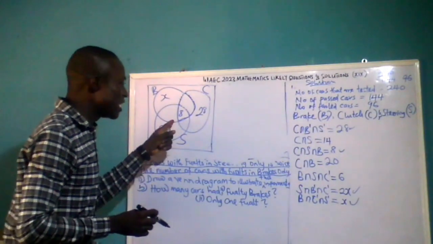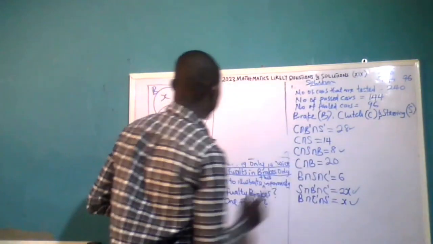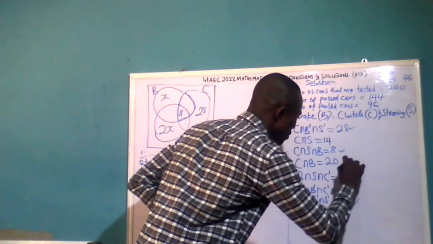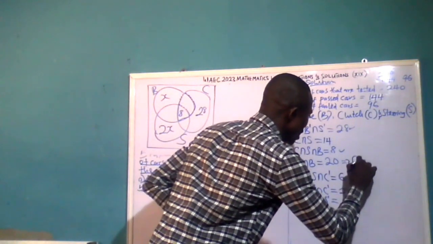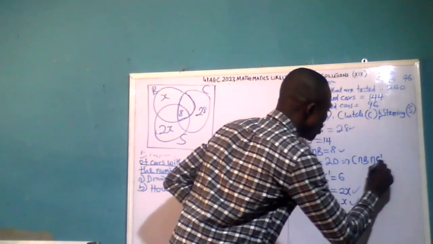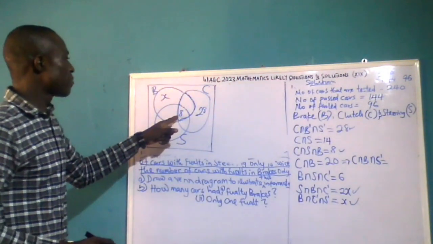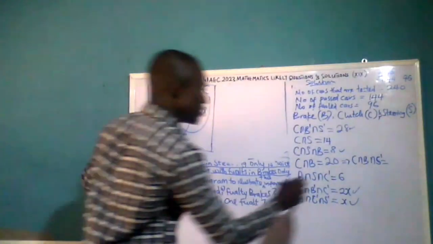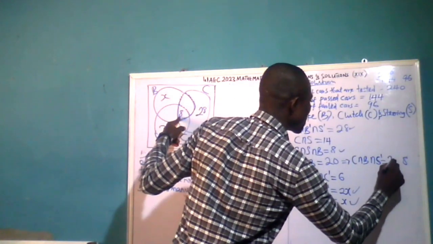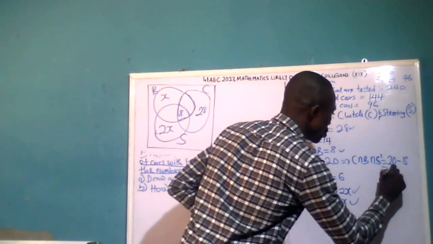So if clutch and brake, no further information, is contained in this region and is given as 20, how do we get clutch and brake only? Clutch and brake only, which will be denoted as clutch intersection brake intersection no fault in steering, will be equal to that region that has faults in everything, including steering, which is 8, taken away from the region that has fault in clutch and brake, which will give us 12.